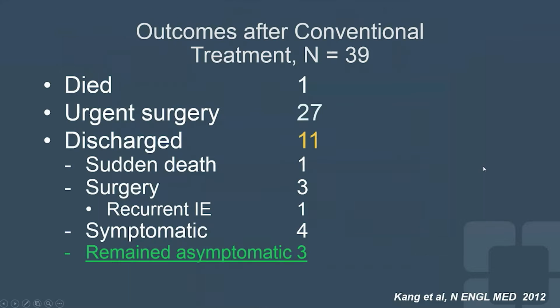In fact, if you look at the outcomes for the conventional management group, you have 39 patients. 1 died, 27 eventually needed urgent surgery, and 11 patients were discharged. And out of the 11 that were discharged, 1 died, 3 also needed surgery. And the only patients that remained asymptomatic and successfully treated was only 3 out of 39, so less than 10%. So based on this study, our approach typically when we see infective endocarditis and the patient is otherwise strong enough to undergo surgery, we tend to offer patients surgery early.